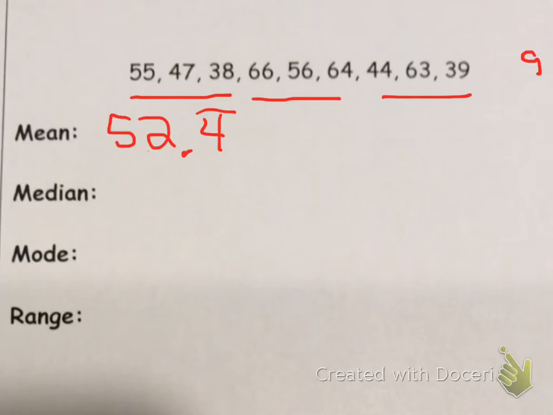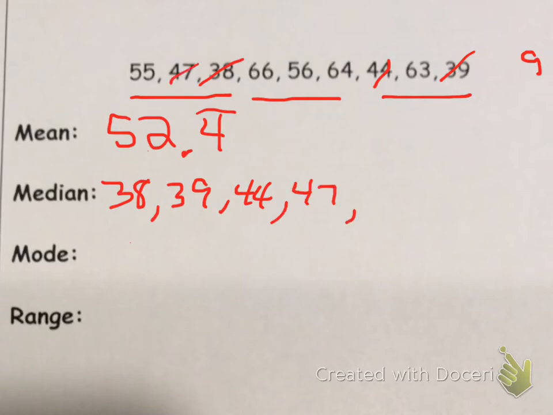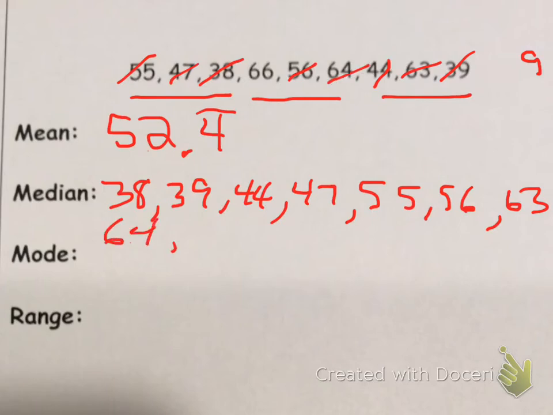Again, in order to write the middle number, we have to write these from least to greatest. So we're just going to look for the smallest number. I think it's 38. So I'm starting with 38. Then there's a 39, 44, 47, 55, 56, 63, 64, 66.